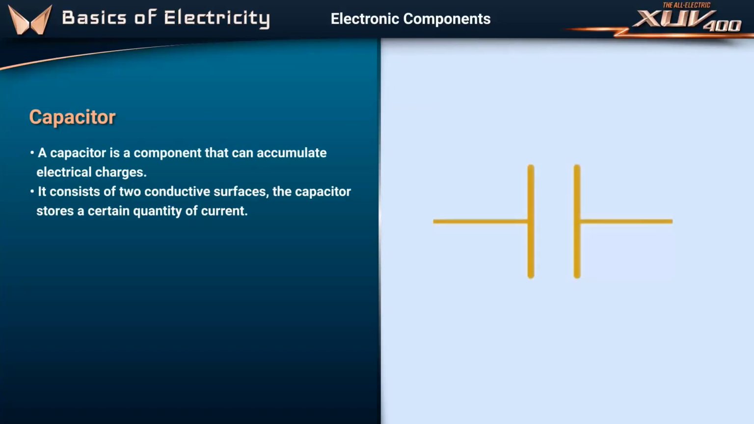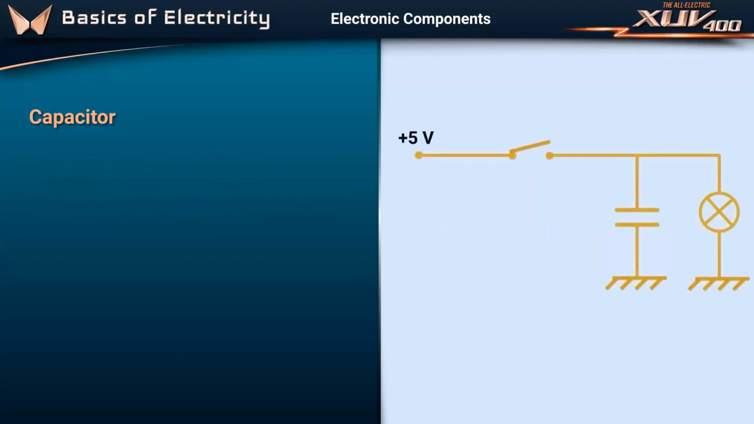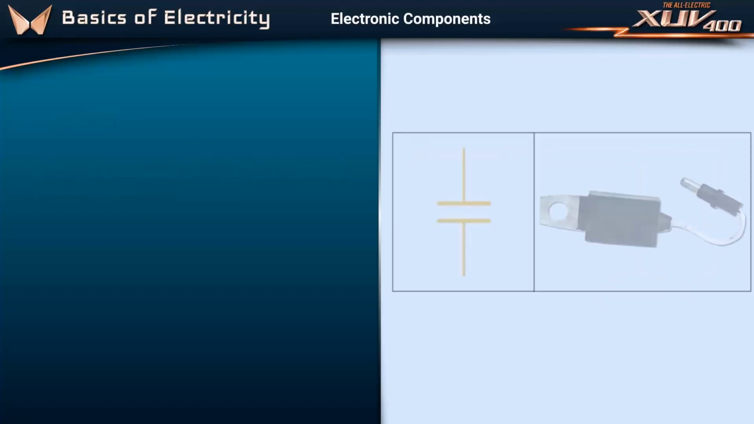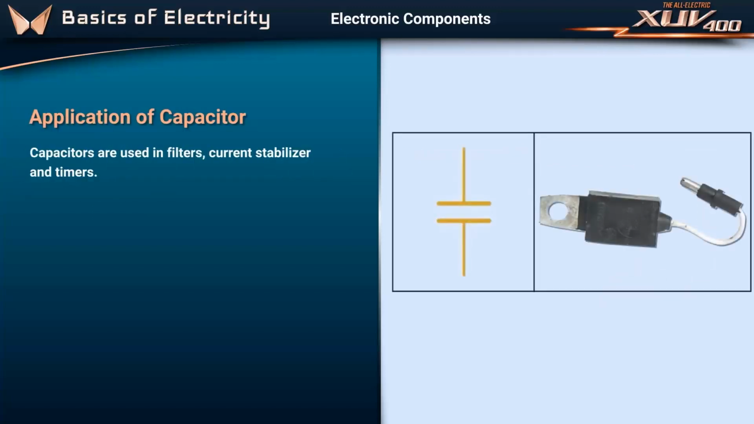Capacitor. A capacitor is a component that can accumulate electrical charges. It consists of two conductive surfaces. The capacitor stores a certain quantity of current. The capacitor charges itself when it is supplied with current. When the supply is cut, the capacitor returns the stored energy. Application of capacitor. Capacitors are used in filters, current stabilizers and timers.